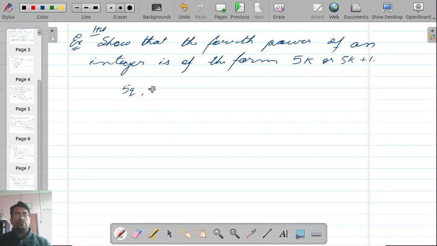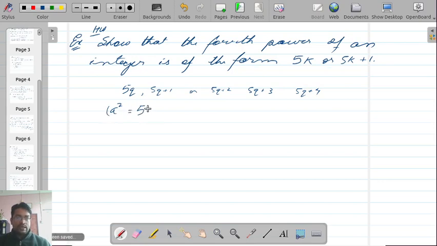So any integer is of the form 5q, or 5q plus 1, or 5q plus 2, or 5q plus 3, or 5q plus 4. So you have to test all these 5 possibilities. Okay, so first you test it for the square. You find out what are the possible forms of the square. So if it is of the type 5q, then it is of the type 5k. Instead of using q, you use k in the final form.